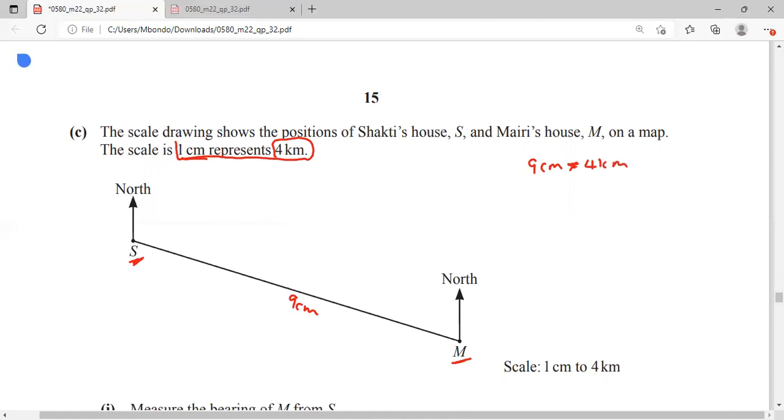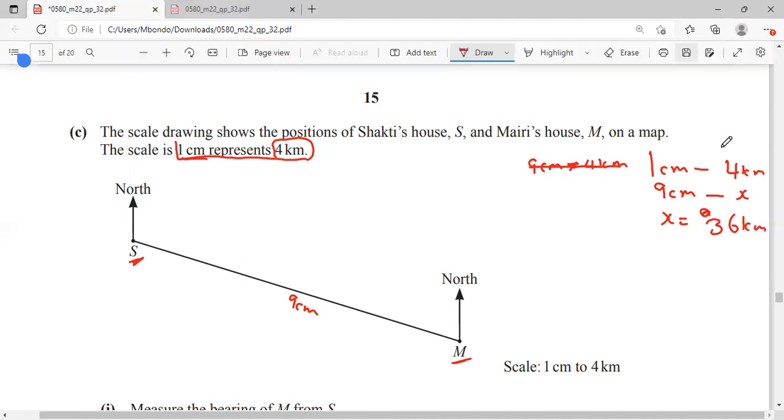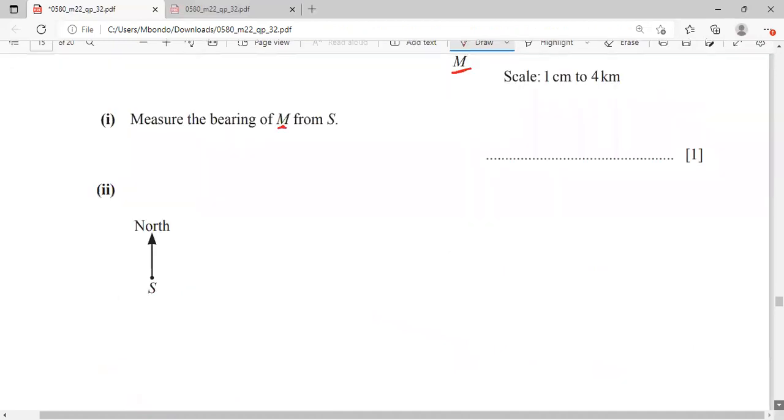Let's put it this way. 1 centimeter is equal to 4 kilometers, isn't it? Then 9 centimeters is equal to x on the ground. So you just cross multiply. You're going to have x equals 36 kilometers. The distance apart of these two places is 36 kilometers.